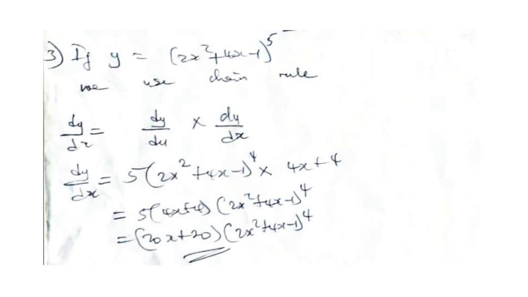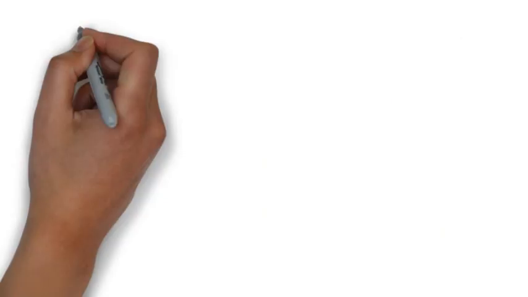Number 3. If y equals (2x squared plus 4x minus 1) to the power 5, find dy over dx. Since the power is above 2, we use the chain rule. So, dy over dx equals 5(2x squared plus 4x minus 1) raised to the power 4 times (4x plus 4). We simplify, we have (20x plus 20)(2x squared plus 4x minus 1) raised to the power 4.